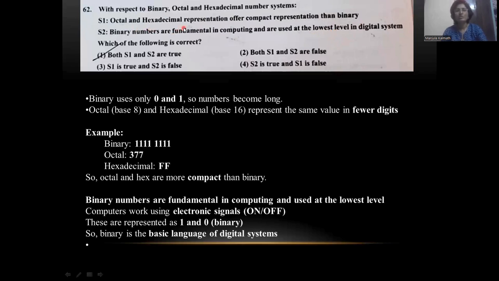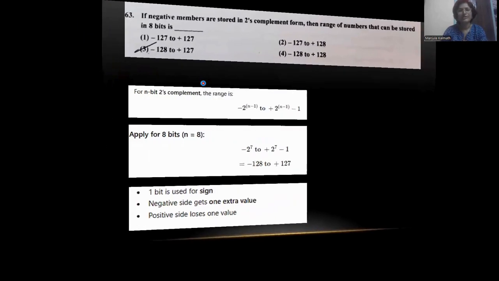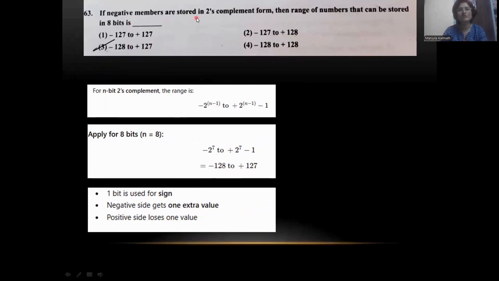So binary numbers are fundamental in computing and are used at the lowest level in digital systems. The storage of data is always in terms of binary digits. That's why the correct statement here is both S1 as well as S2, option 1. The next question: the negative numbers are stored in 2's complement form.